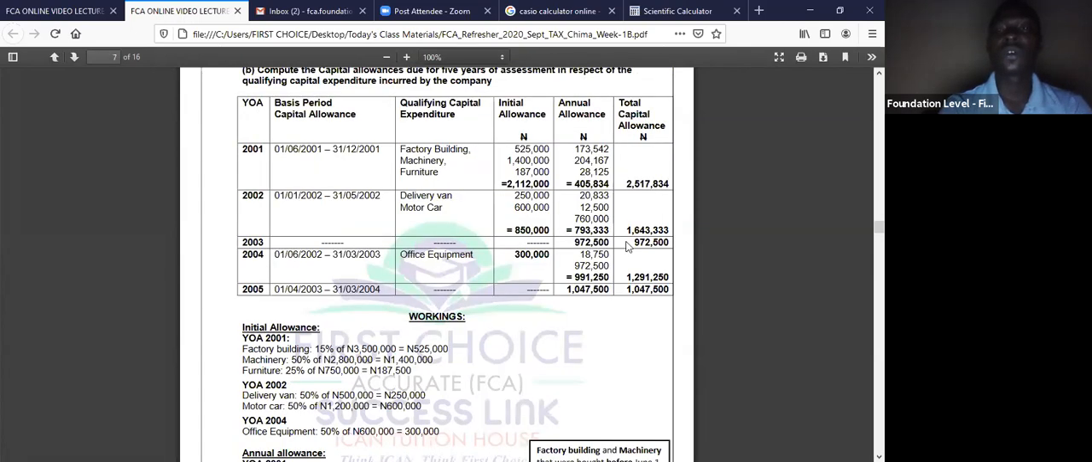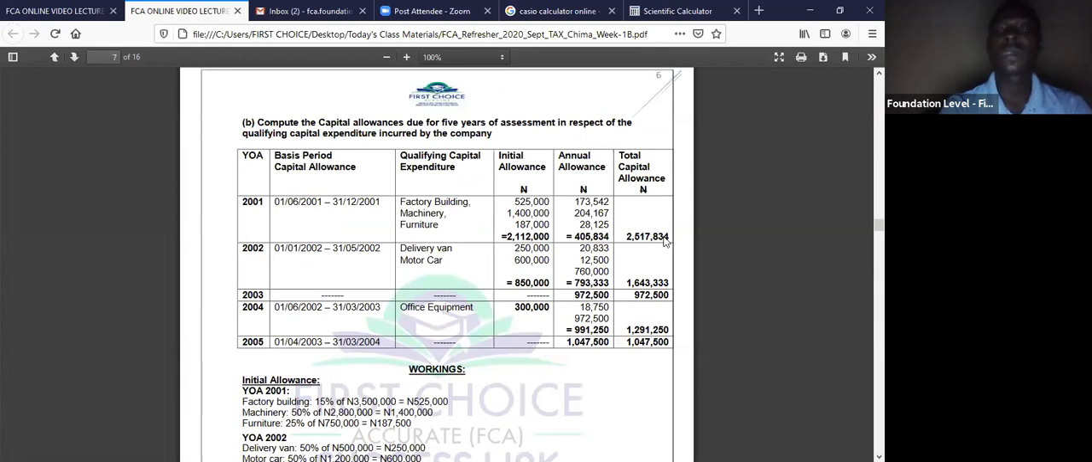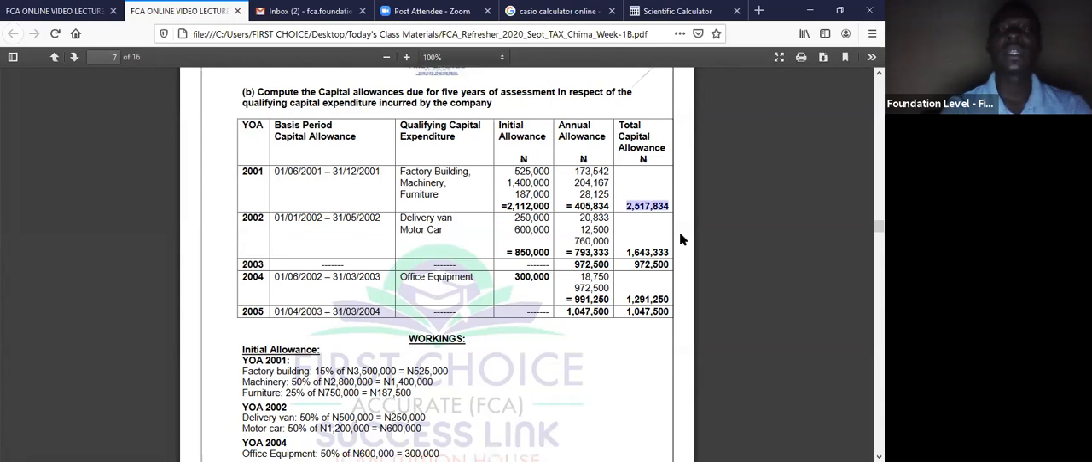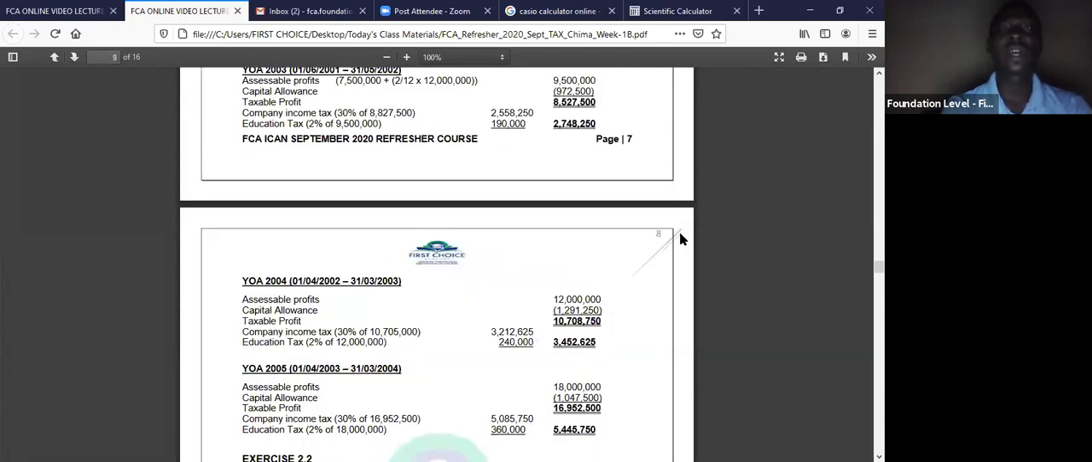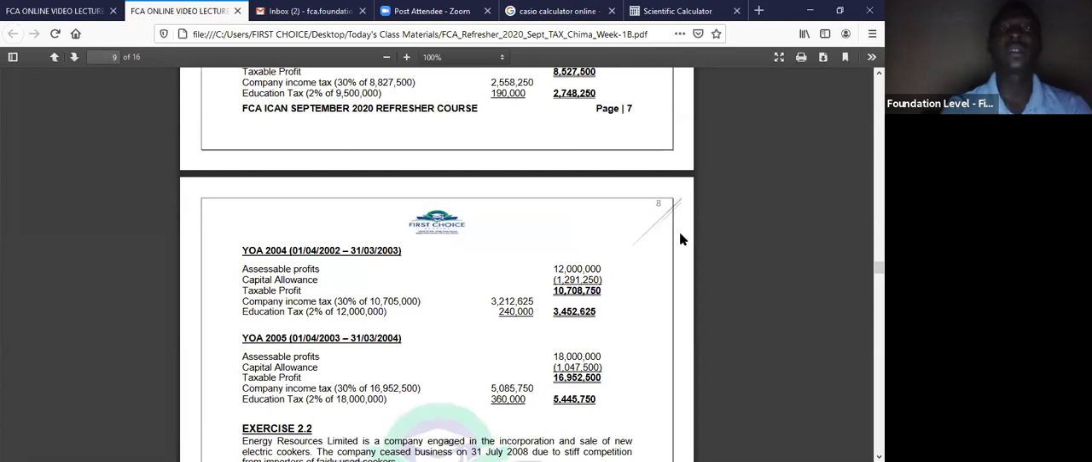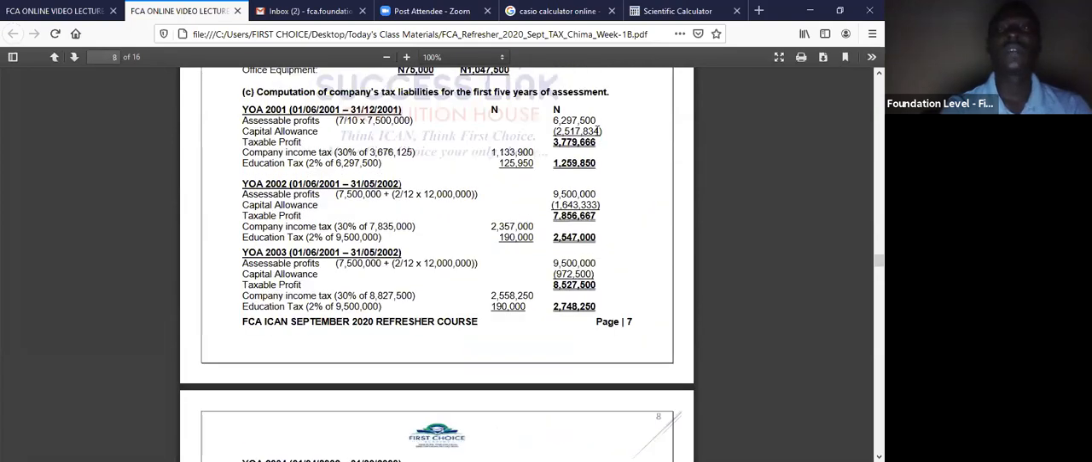If you can remember this figure, that is your capital allowance for 2001. That is what I am using for 2001. Can you see here? So you less it, and this is what is taxable. This is what the authorities will charge you tax on.